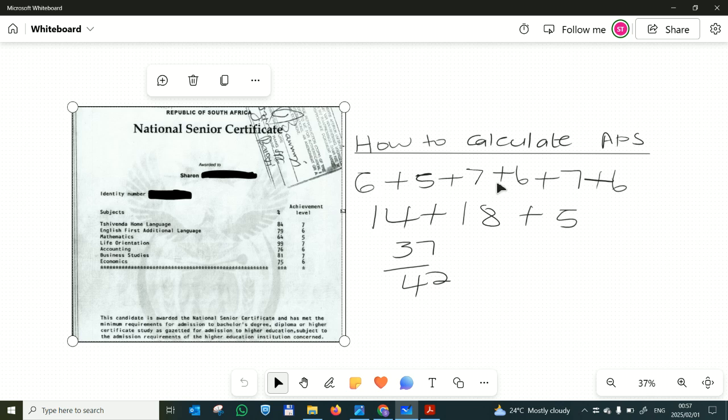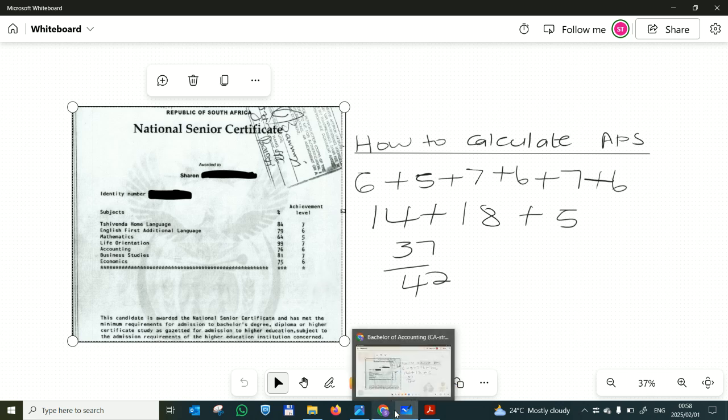So when I add all of the 6 plus 5 plus 7 plus 6 plus 7 plus 6, we get a total of 37 points out of 42. So this actually qualifies me to get a bachelor degree. That's why you see at the bottom they did state that the candidate is awarded a national senior certificate and has met the requirements for admission to a bachelor's degree. So diploma or higher certificate, they just stated, but it's an admission to a bachelor's degree.